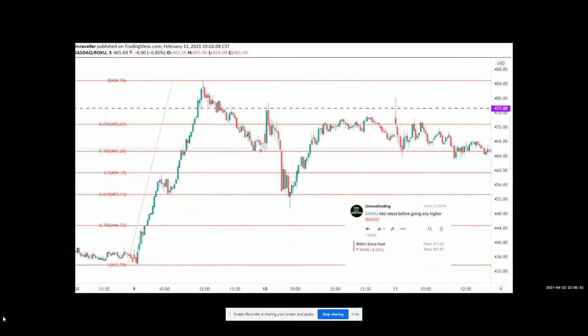The next one here is Roku. All right. So Roku, it made a crazy move that day from 430 to 480. Okay, so I'll go over this particular trade in lesson number 5, right?